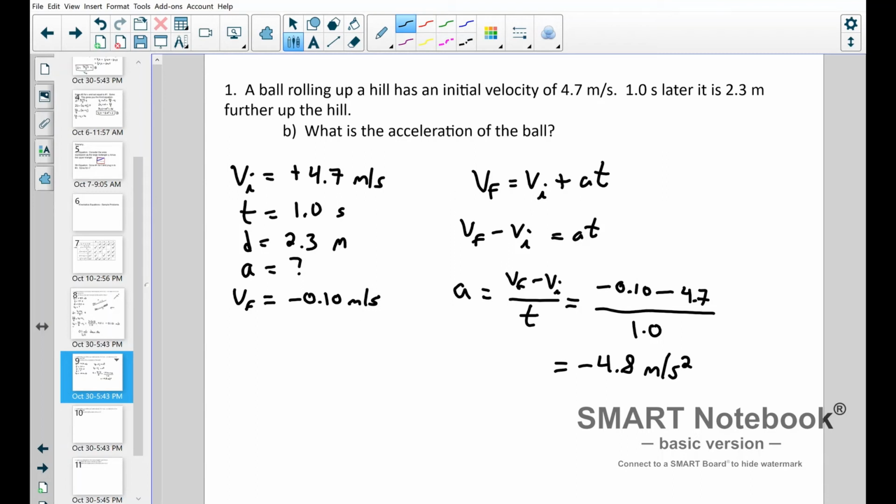I check my Sig Figs. My calculator answer has 2. My given information has 2. I've already put my unit on, and then I write the answer in meaningful terms of direction. 4.8 meters per second squared down the hill.